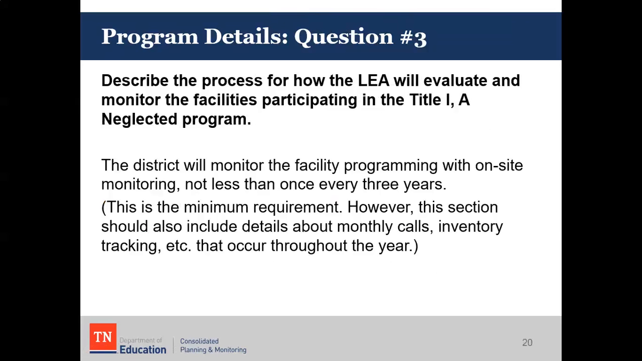Okay. For question number 3, describe the process for how the LEA will evaluate and monitor the facilities participating in the Title I-A neglected program. So the district will monitor the facility program with on-site monitoring not less than once every 3 years. So that is the minimum requirement, but I know that several of the facilities have been monitored by the LEA much more frequently. A lot of you do that yearly.